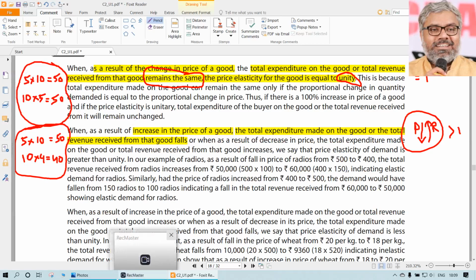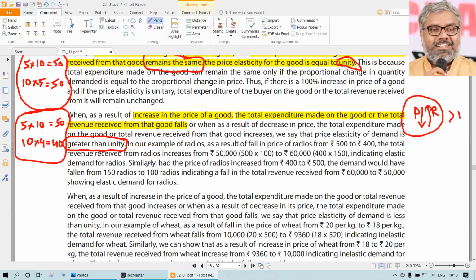So it is resulting in either an increase in revenue in case of a decrease in price, or a decrease in revenue in case of an increase in price. Simply speaking, price of the product and revenue, or expenditure, or outlay, all of them are the same. If these two are opposite in direction, then we can say that elasticity is greater than unity. That means that is a relatively more elastic product.